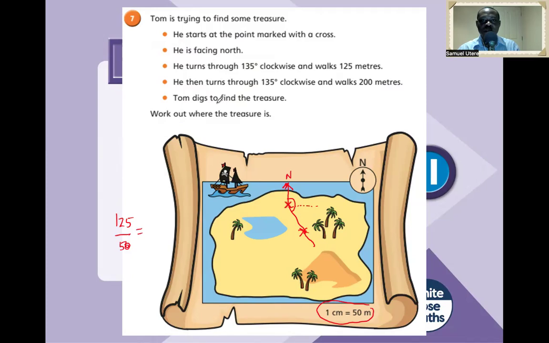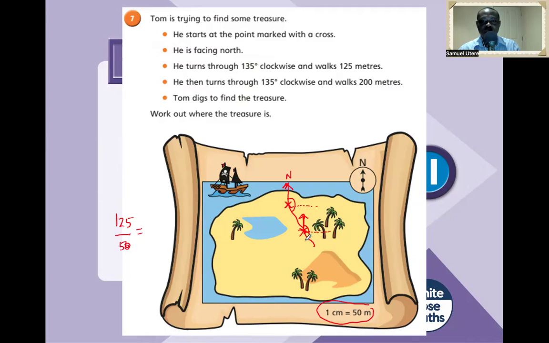Then next, he then turns through 135 degrees clockwise and walks 200 meters. So from this point here where you've marked, you put another north line. So do it properly with a ruler so you get it correctly. Then you measure another 135 degrees. So remember, this is 90 degrees. All right. So you measure 135 degrees. Let's say he does that again.